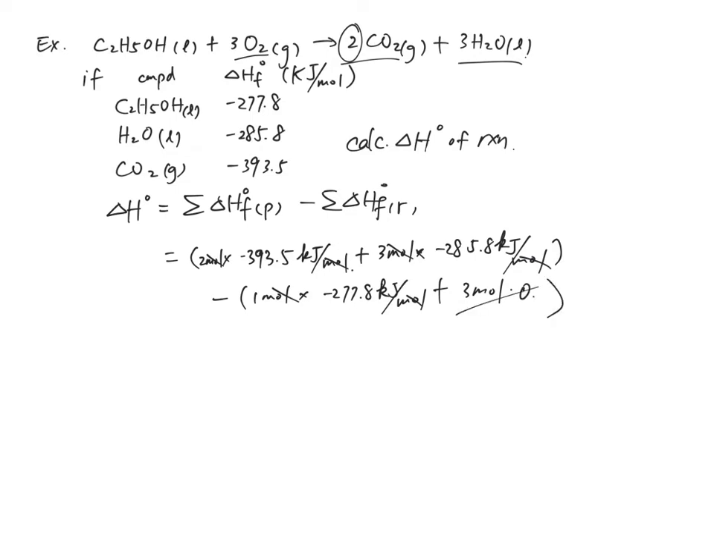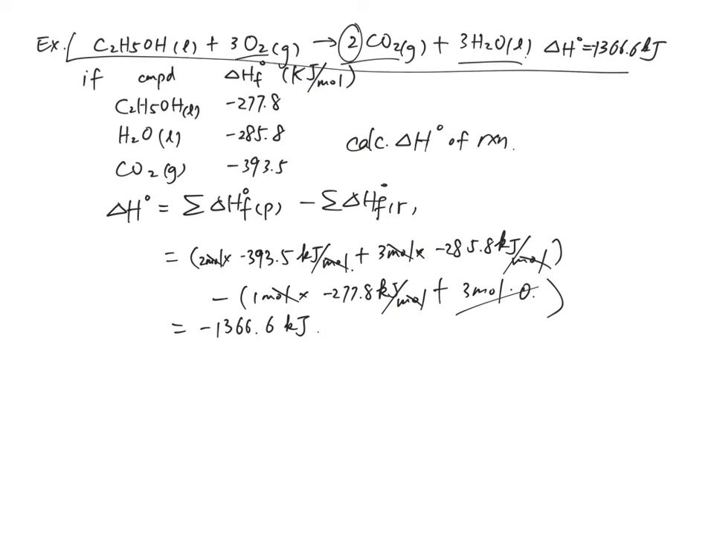Okay, so now once you have them all together, the calculation itself, I'm not going to bother that much. Negative 1366.6 kilojoules. And that would be the delta H, so you can write delta H standard of this reaction is negative 1366.6 kilojoule. And together, this would be a good thermochemical equation.